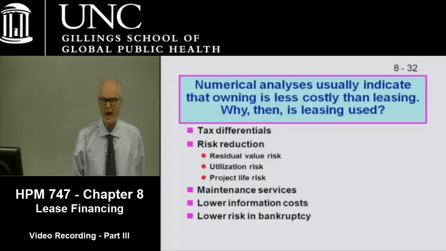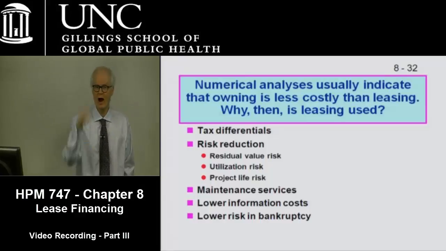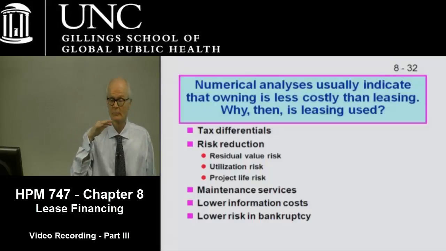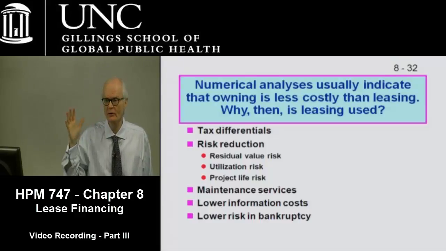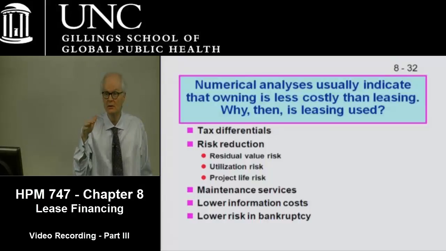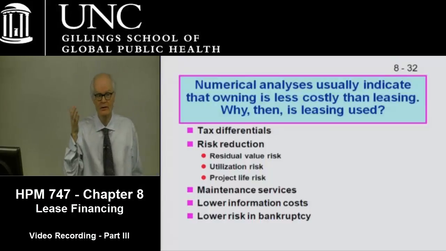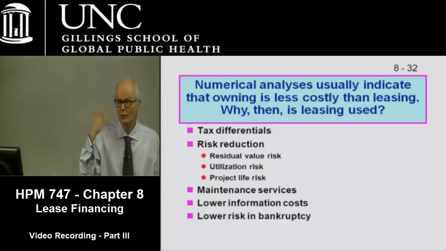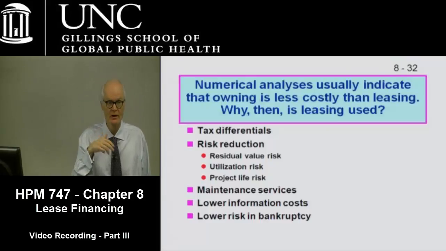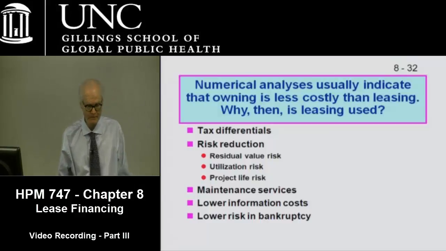The lower risk in bankruptcy, because lessors are higher on the pecking order than banks. So if your organization goes bankrupt, lessors get paid before banks do. Therefore, lessors tend to be less risk averse when it comes to lending, writing leases to financially unstable organizations. So that's another reason why leasing could be used if your balance sheet doesn't look as good.